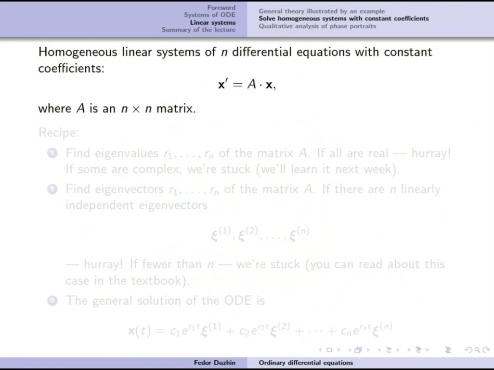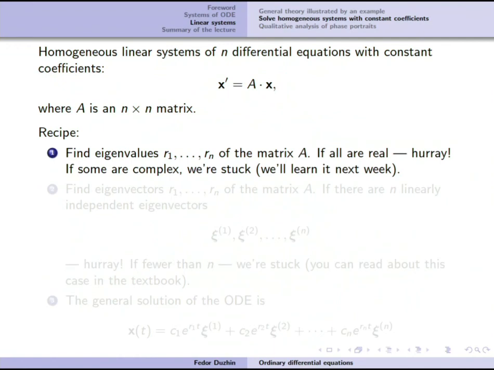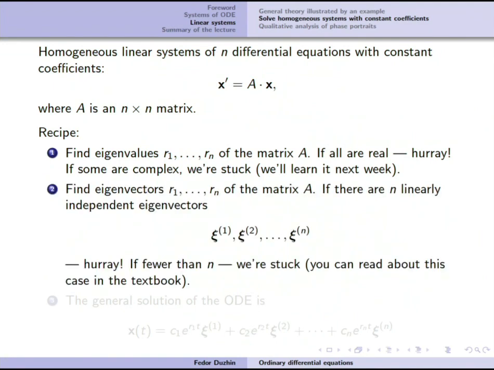So now let's go through the general recipe. If you want to solve a homogeneous linear system of n differential equations with constant coefficients, you need to take the matrix of coefficients, then find the eigenvalues of that matrix. If all of them are real, then we know how to do it. If some of them are complex, then next week. Then you need to find eigenvectors. If the matrix is diagonalizable, it means that there are n linearly independent eigenvectors, and then we are done. So we know how to do it.